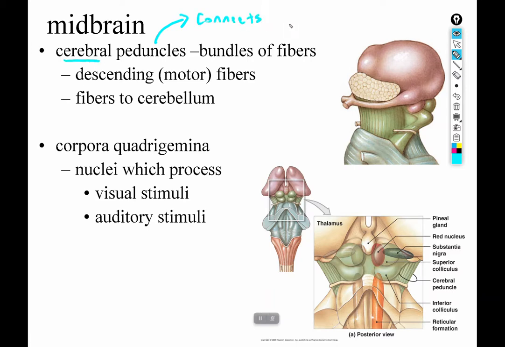connects midbrain and tracts ascending from the pons and the medulla to the cerebrum. So similar to the cerebellar peduncle, which you can see here on the back of the pons, we've got cerebral peduncles. This is the cut edge of it, which are carrying ascending and descending information between the brainstem and the cerebrum. They also have the corpora quadrigemina, which are basically full of nuclei that process visual and auditory stimuli.